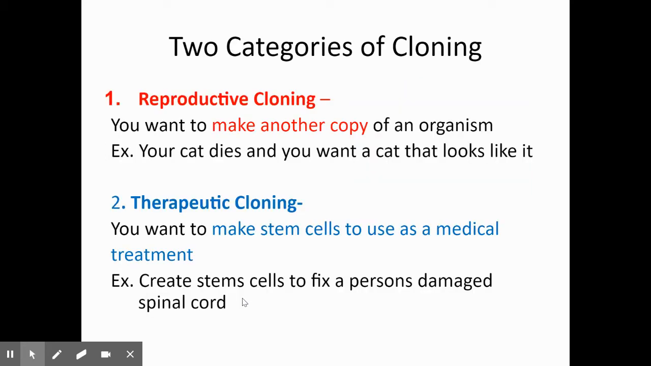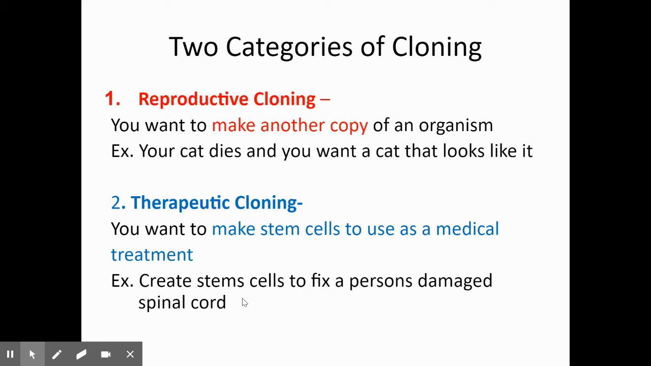Now we're going to move on and talk about two categories of cloning. One type of cloning is referred to as reproductive cloning. In this type of cloning, our objective is we want to make a completely new organism, if you will. So it's kind of like we're trying to make a copy of an organism.